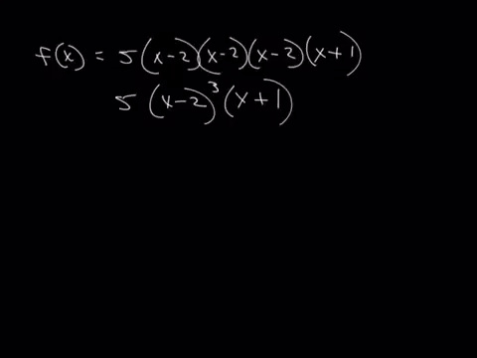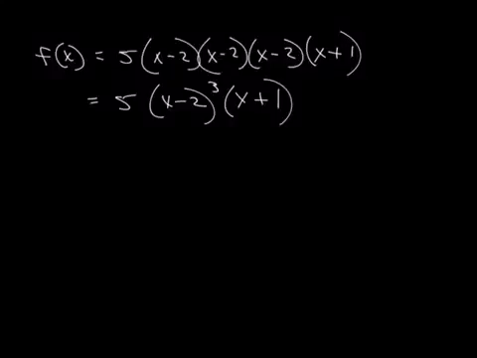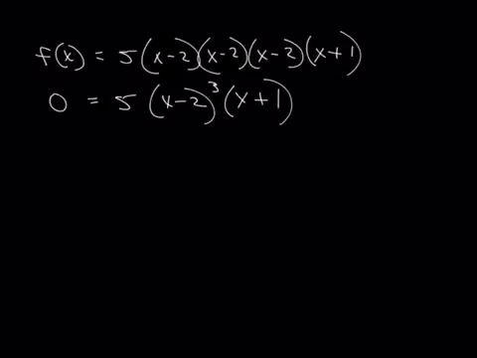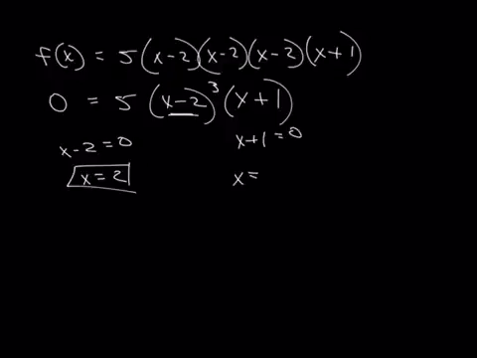Alright, so to solve this, we make this equal to 0, and we use the product of 0 products, meaning we make each factor equal to 0, so x equals 2, crosses at 2. And we do x plus 1 equals 0, and that makes x equal to negative 1. And those are the 2 places where we cross the x-axis.